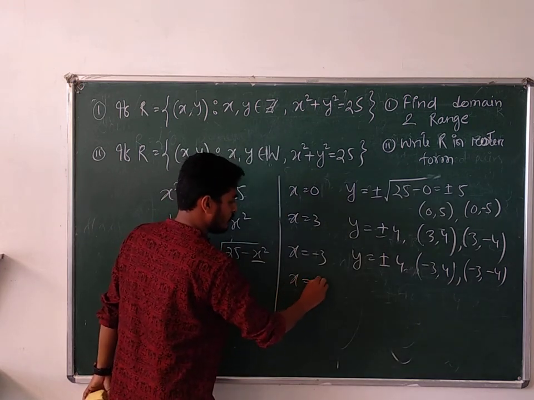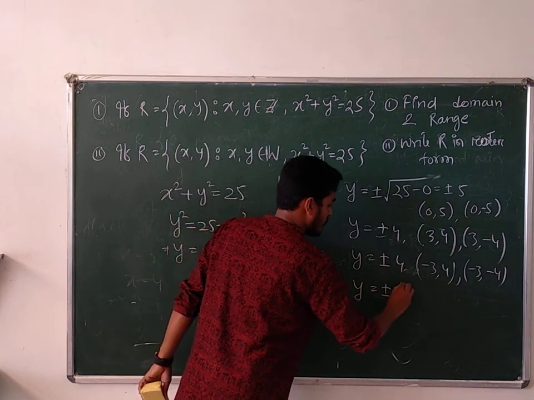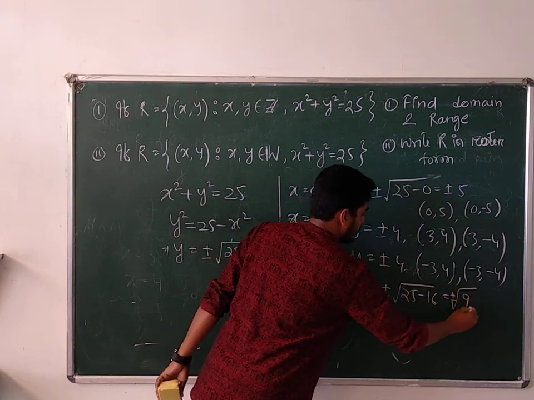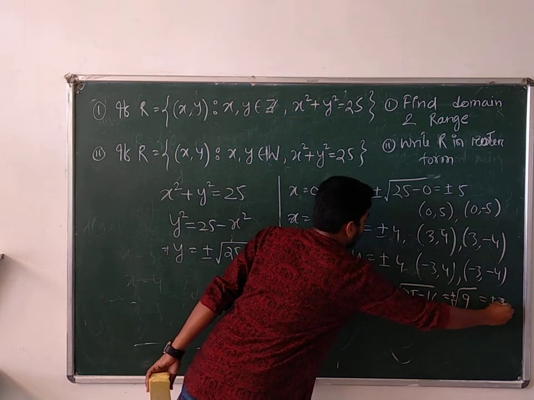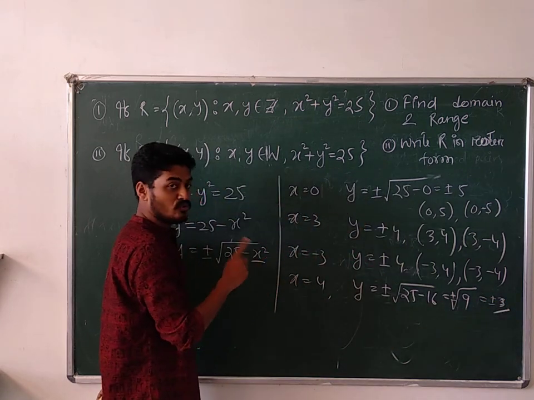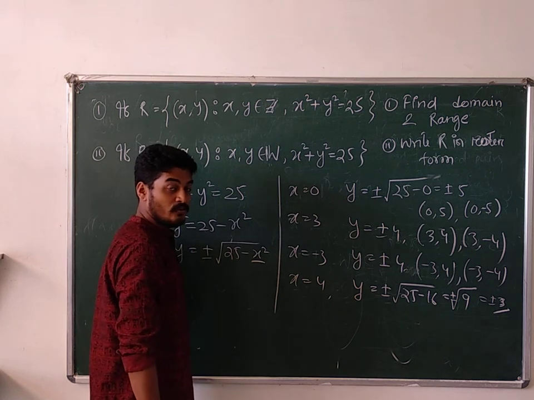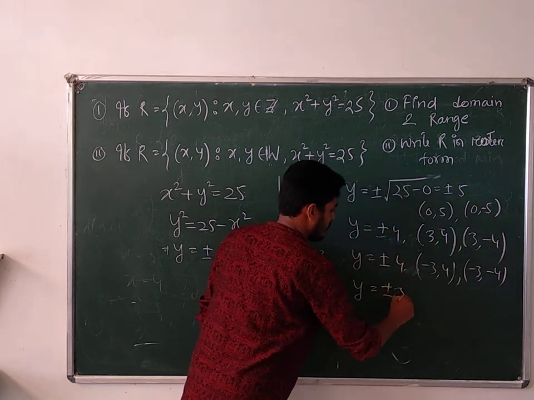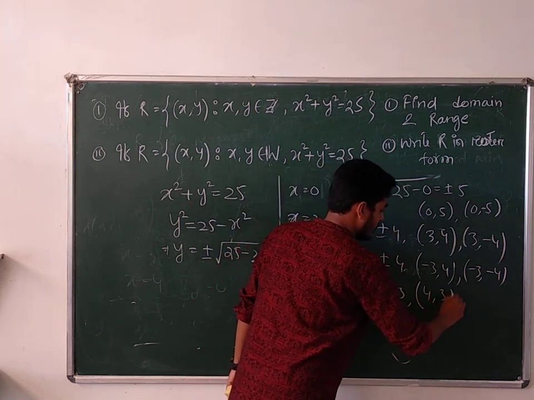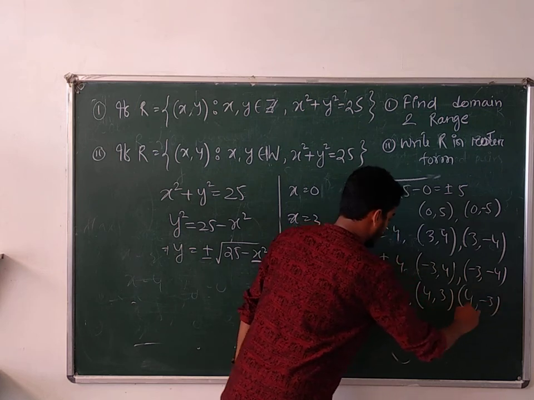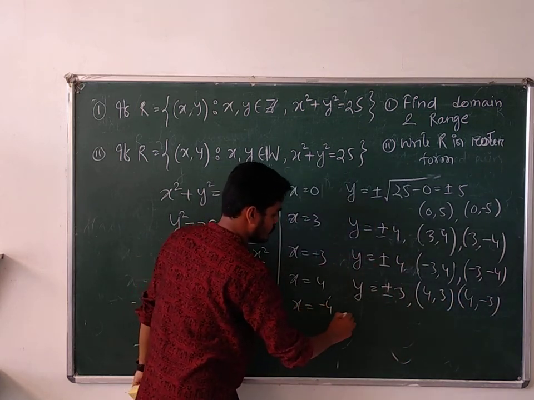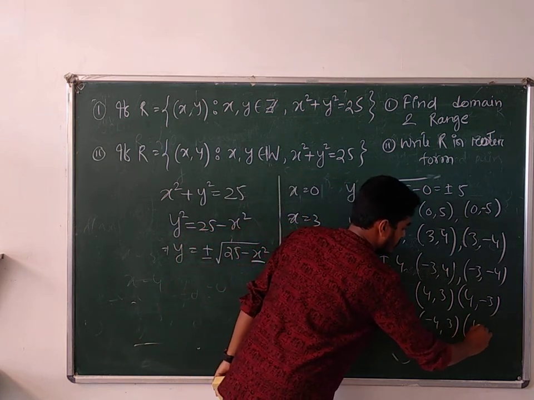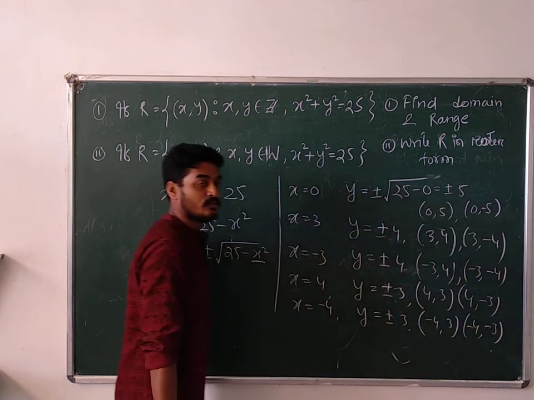Similarly, x is equal to 4 you can consider. So y is equal to plus minus square root of 25 minus 16, plus minus square root of 9, which is equal to plus minus 3. That means for x is equal to 4 also you have got two different values of y, which are also integers. That means we have got 4, 3 and 4, minus 3. Similarly, for x is equal to minus 4 also we will get y is equal to plus minus 3, and minus 4, 3 and minus 4, minus 3. We have got it.